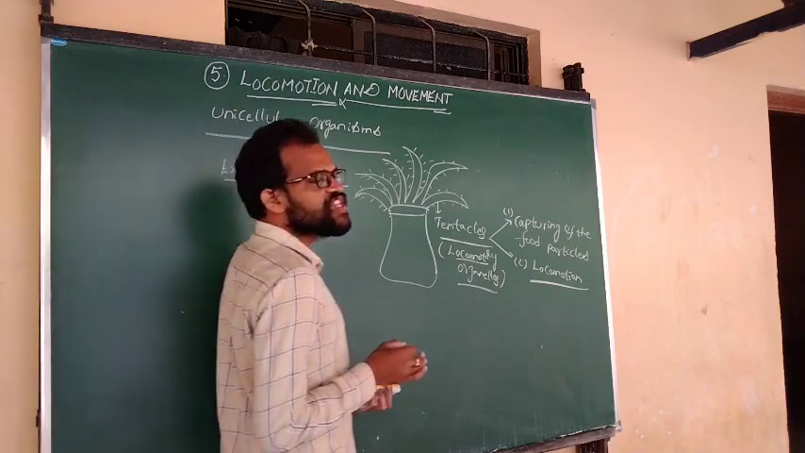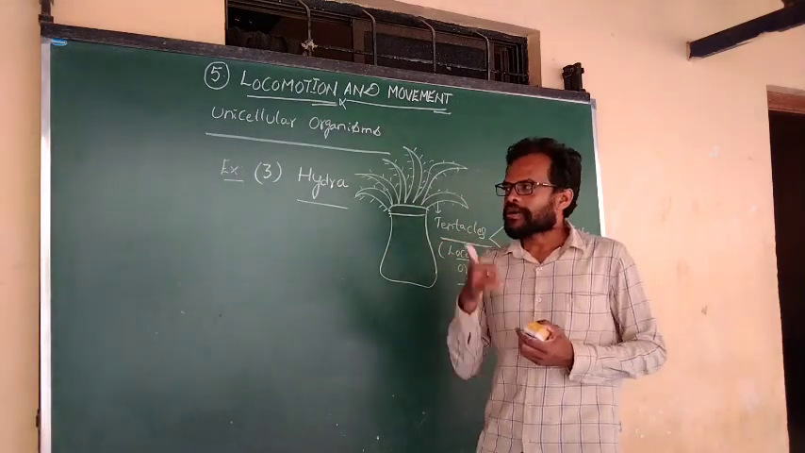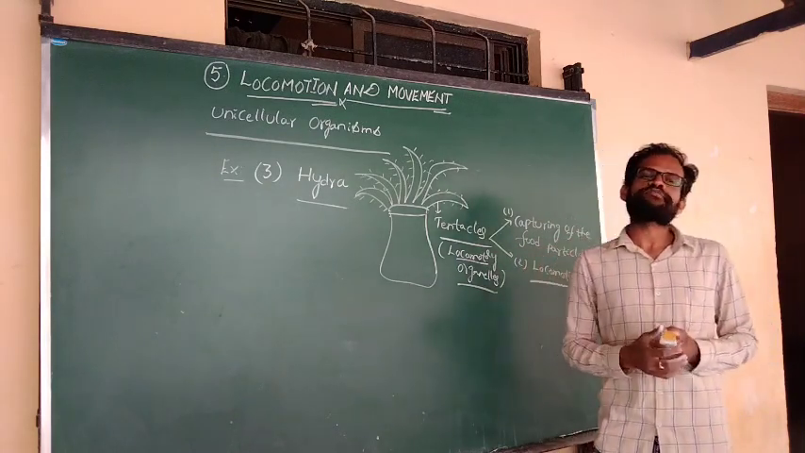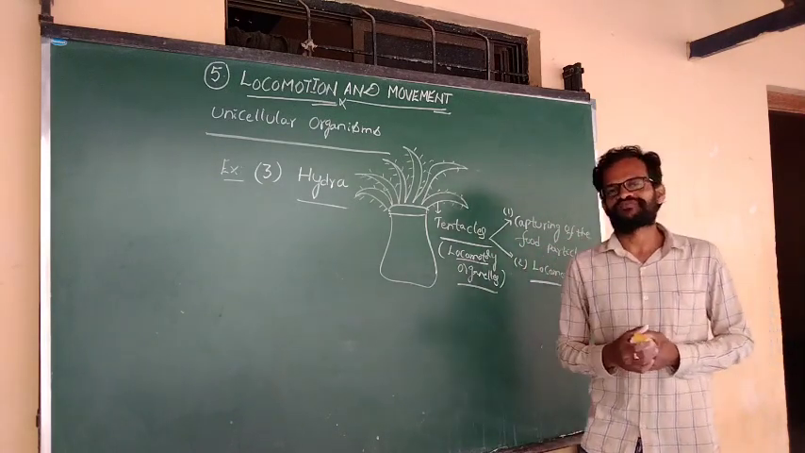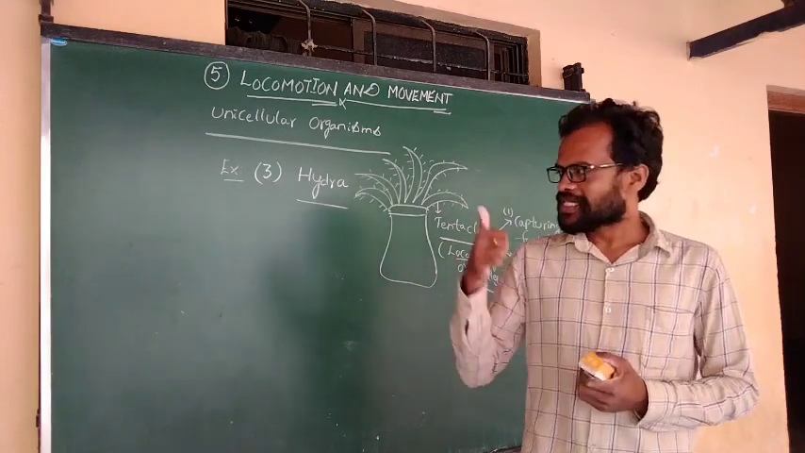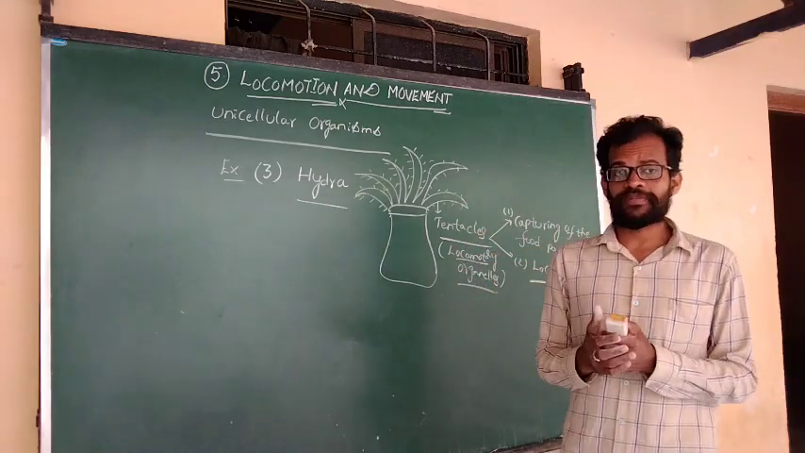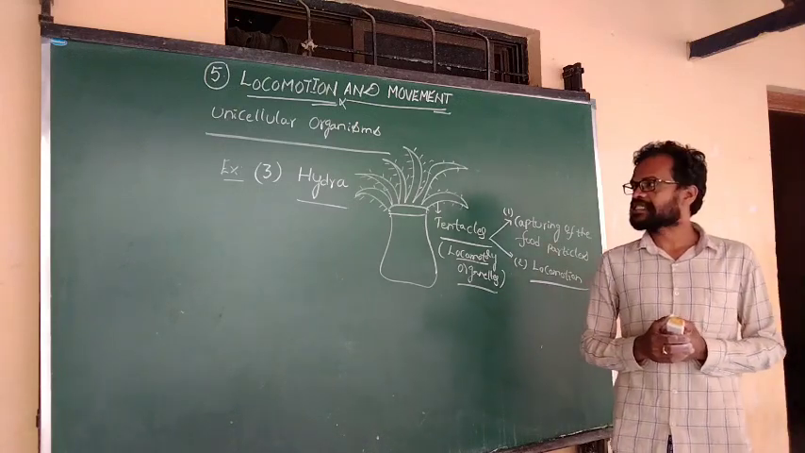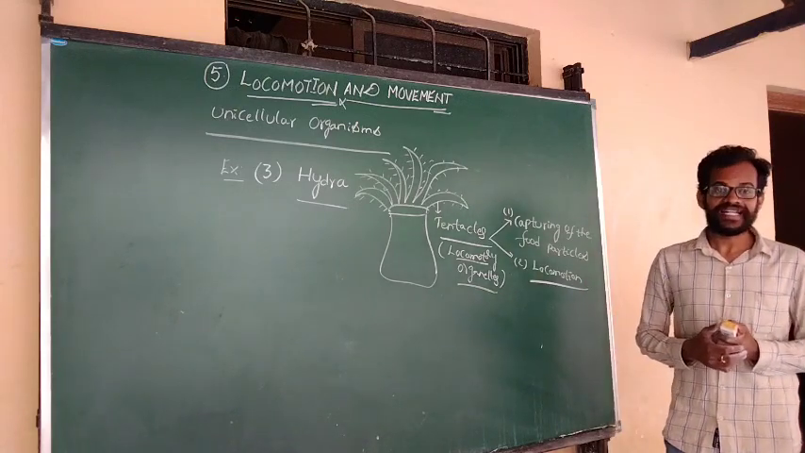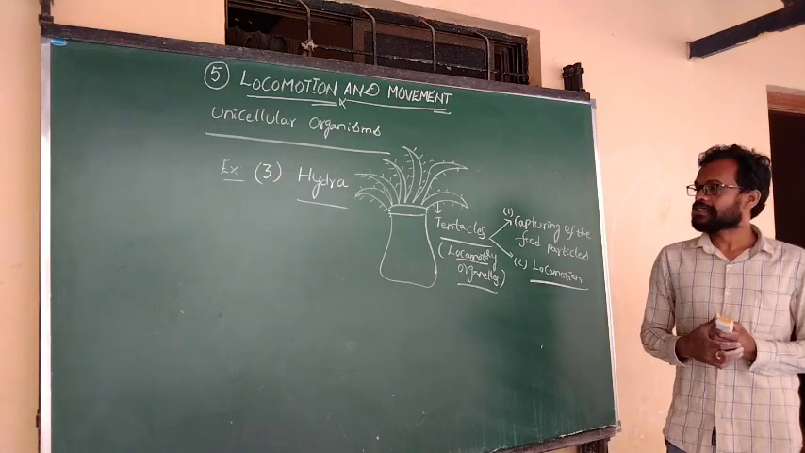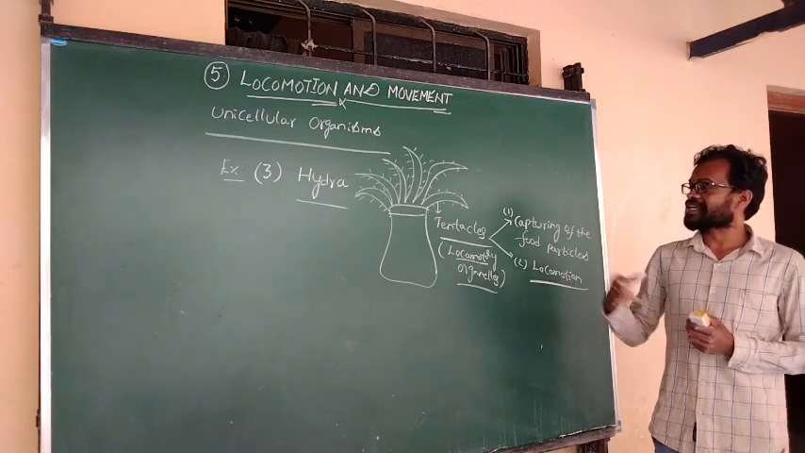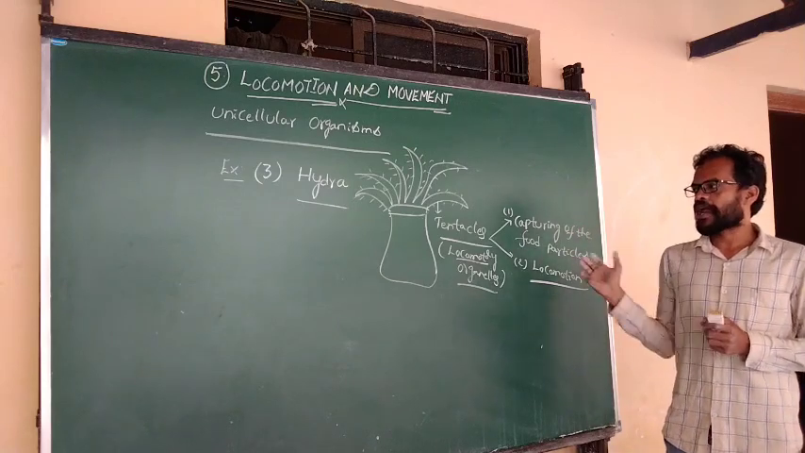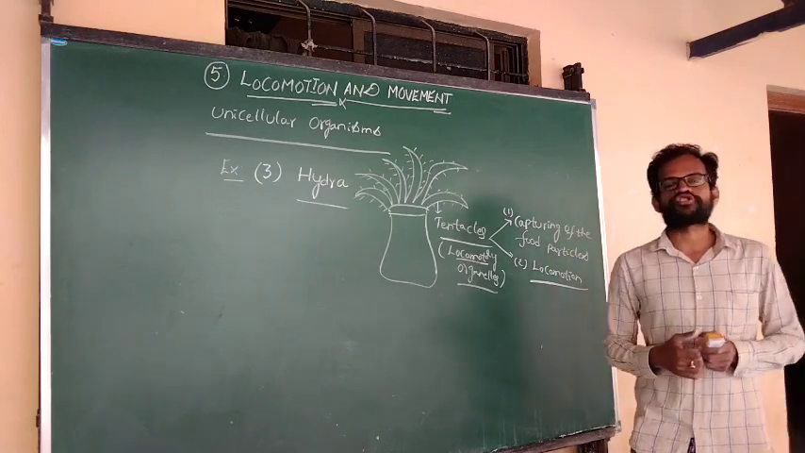If you observe the unicellular organisms like Amoeba, what are the locomotory organelles? Pseudopodia. The second important organism, Paramecium. How does the Paramecium move from one place to another? With the help of cilia. The third is Hydra, which also consists of tentacles. These tentacles capture the food particles and are also helpful for locomotion.